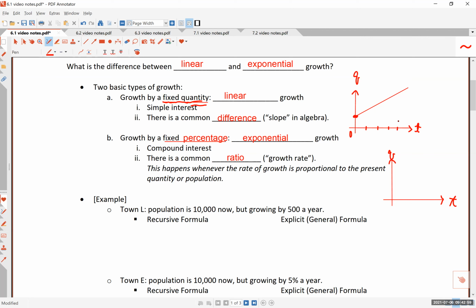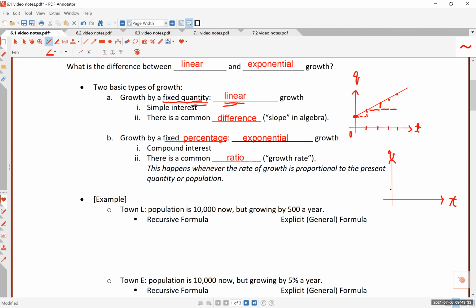And then let's say every time t increases by 1, let's say this is in a number of years or something, the quantity increases by, let's say, 100. So every year it increases by 100. You have another year, it goes up by 100, another year, it goes up by 100. And if you plot all of these points, the curve basically becomes a line, a simple straight line. And that's why it's called linear growth. The word line is right here.